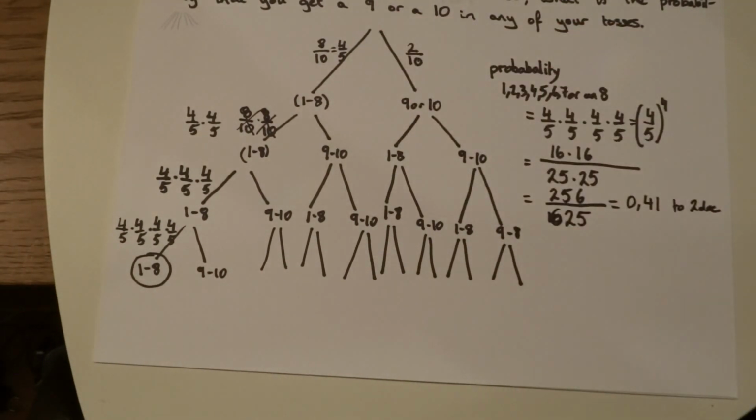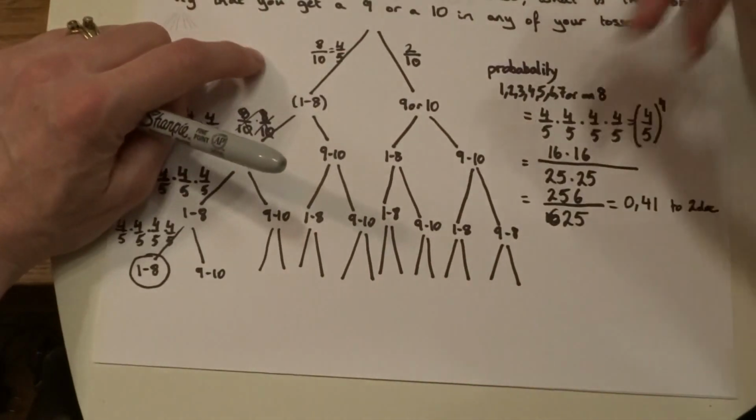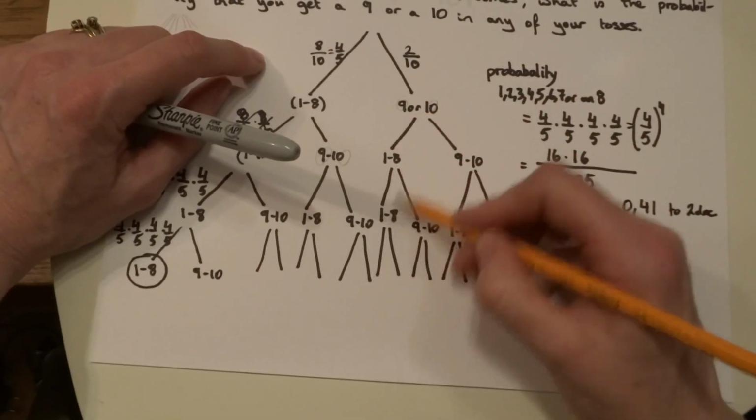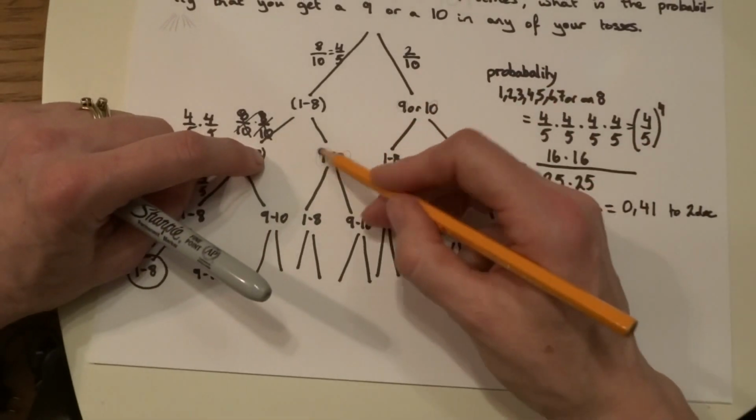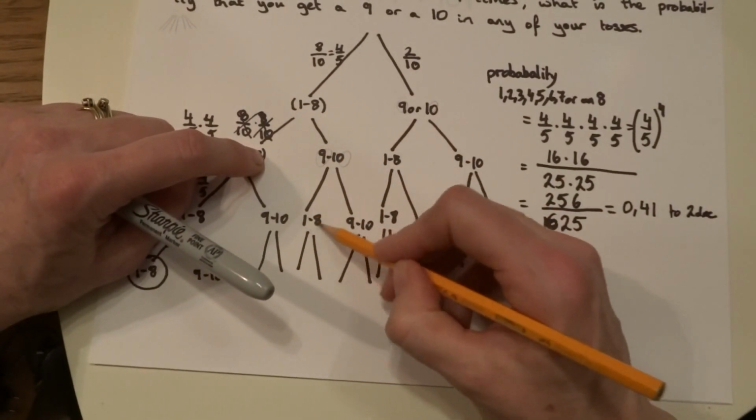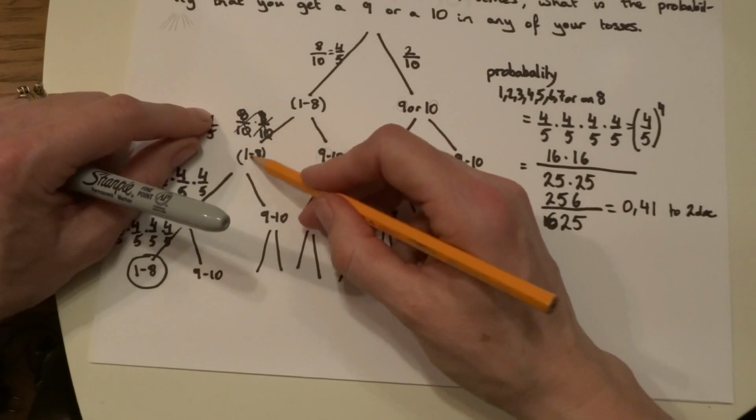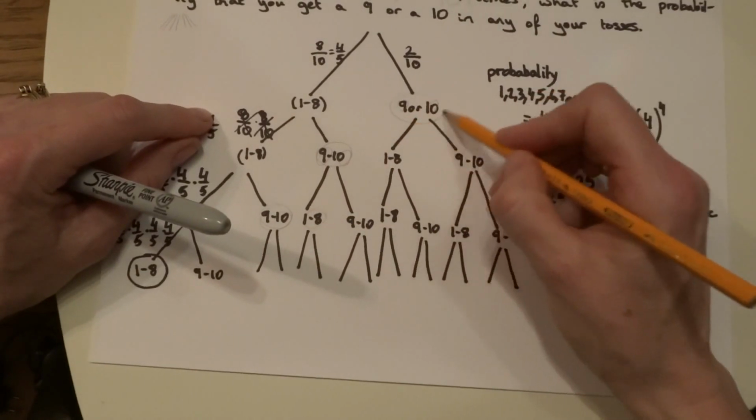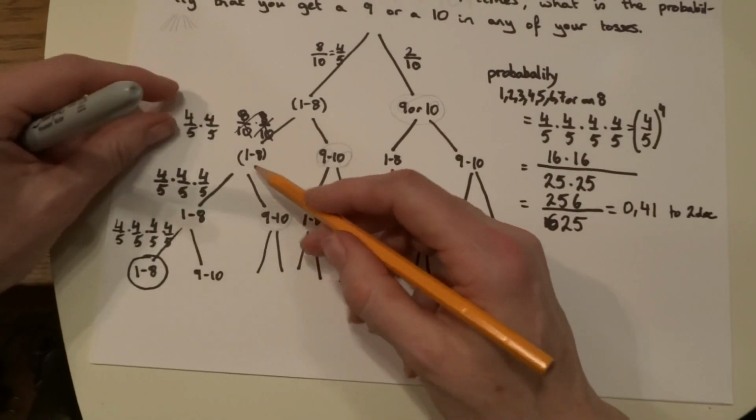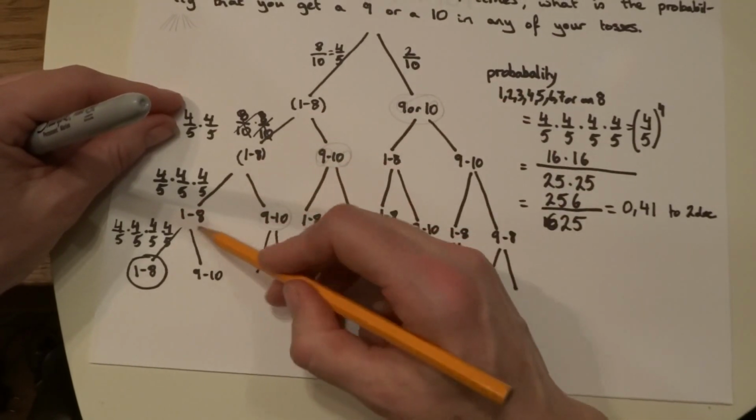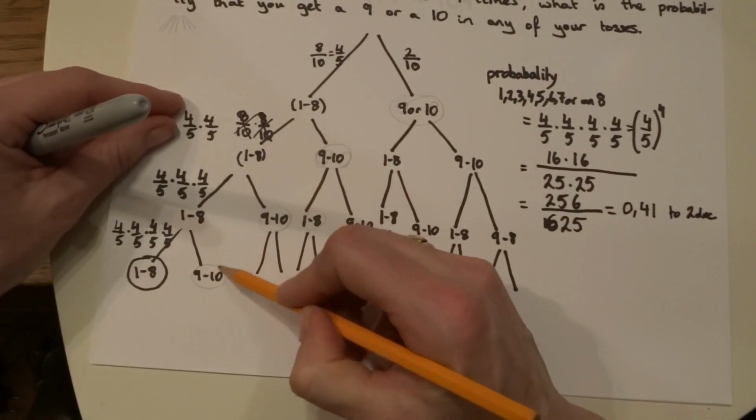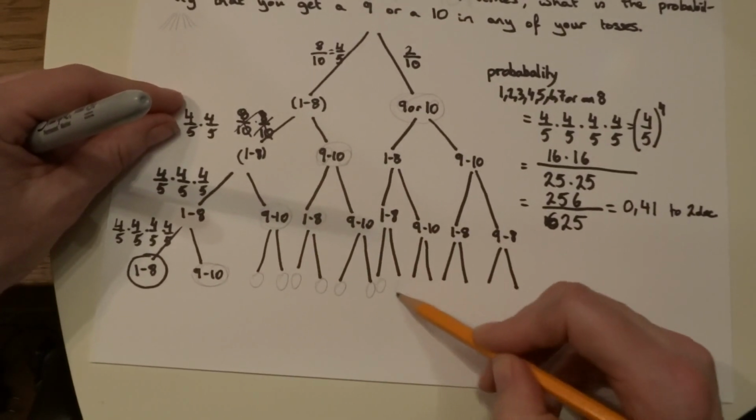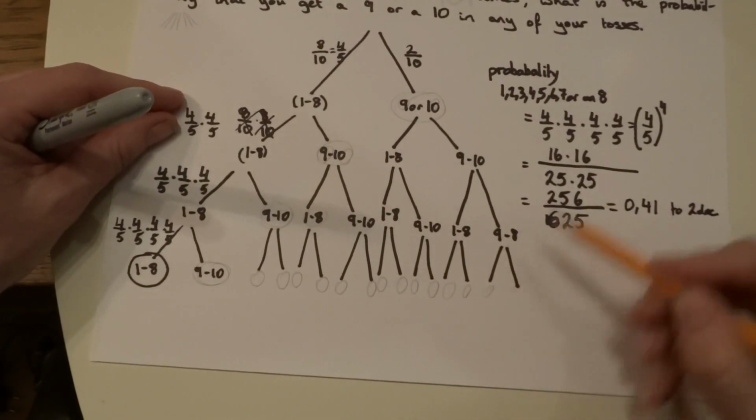Everywhere else in our tree, we've got a 9 or a 10 somewhere. So here we had a 9 or a 10. Here we had a 9 or a 10. Here we had a 9 or a 10, and then we went down to 1 or 8, but there was a 9 or a 10 up here. Here we had a 9 and a 10, but then we went down to 1 to 8 here. Here we had a 1 to 8, but we went down to 9 or 10. So there is a 9 or a 10 everywhere else except here. So we've got all of these other 15 possibilities where there is at least 1 9 or 1 10.